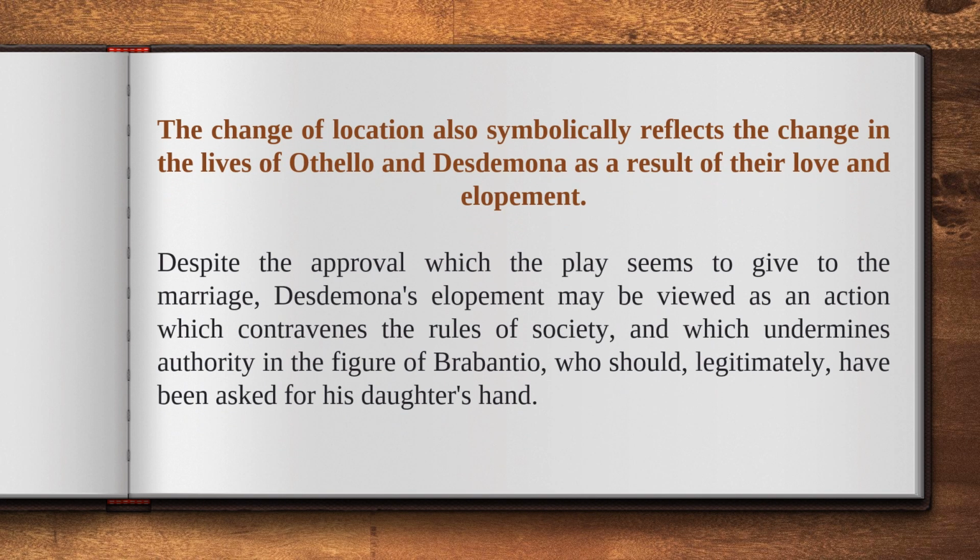The change of location also symbolically reflects the change in the lives of Othello and Desdemona as a result of their love and elopement. Despite the approval which the play seems to give to the marriage, Desdemona's elopement may be viewed as an action which contravenes the rules of society and which undermines authority in the figure of Brabantio, who should legitimately have been asked for his daughter's hand.